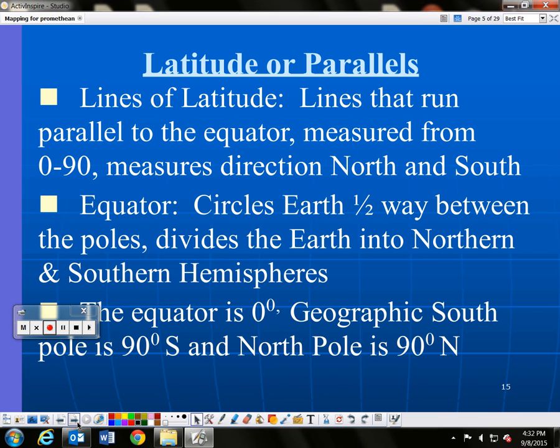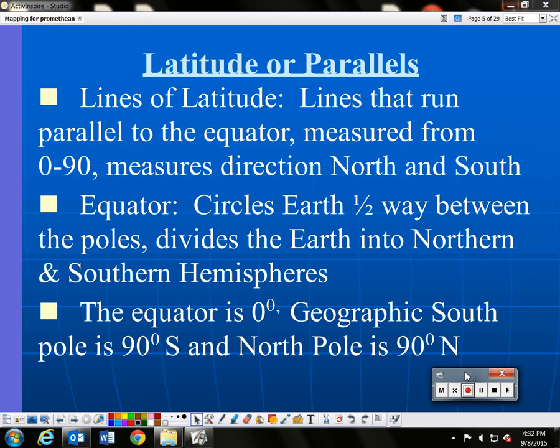Okay, here we go. Lines of latitude are also called parallels. These are lines that run parallel to the equator. They're measured from 0 to 90 degrees north or south, depending on where you are. The equator, I should hope you know, circles the Earth halfway between the poles, and it divides the Earth into the northern and southern hemispheres. The equator is 0 degrees. Geographic South Pole is 90 degrees south, and geographic North Pole is 90 degrees north.